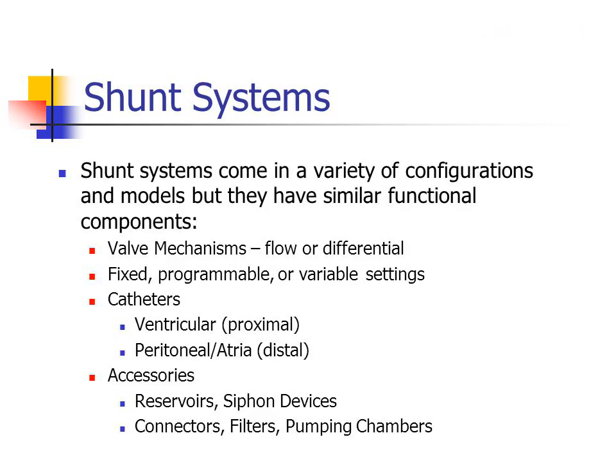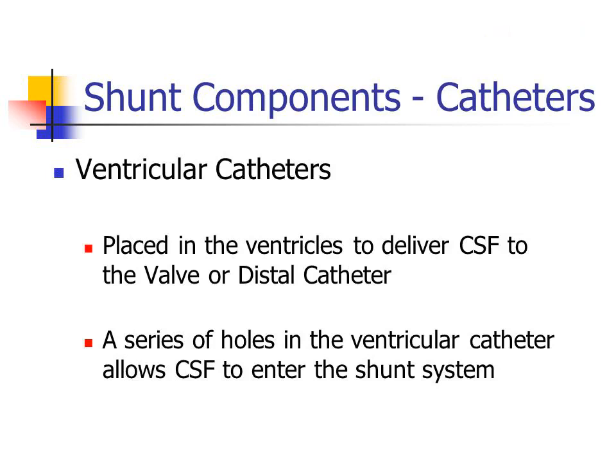Shunt systems. Shunt systems come in a variety of configurations and models, but they have similar functional components. Valve mechanisms, flow or differential. Fixed, programmable, or variable settings. Catheters: ventricular, proximal; peritoneal/atrial, distal. Accessories: reservoirs, siphon devices, connectors, filters, pumping chambers.